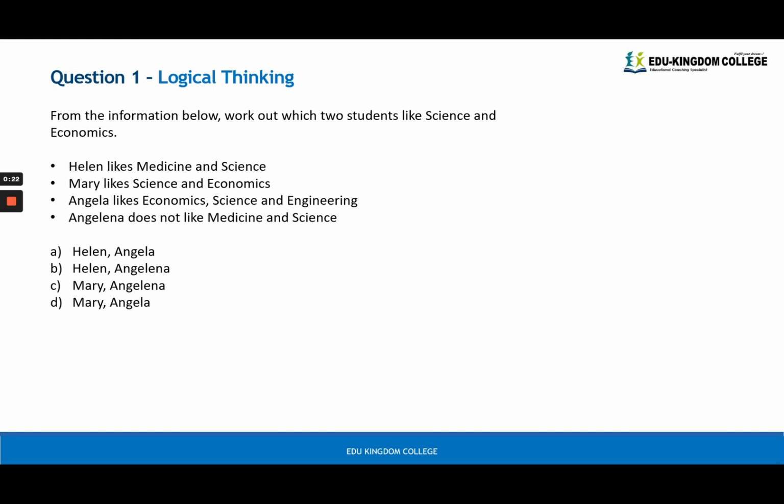This first question, we want to work out which two students like science and economics. What you can do is cross out the people that don't like or have not been stated that they like science and economics. One thing you have to be careful of is just because they say they don't like another one does not automatically mean that they like science and economics. So for example here, Helen likes medicine and science. So we know that science is in, medicine is not mentioned in the prompt. So we are going to leave Helen for now in circle science.